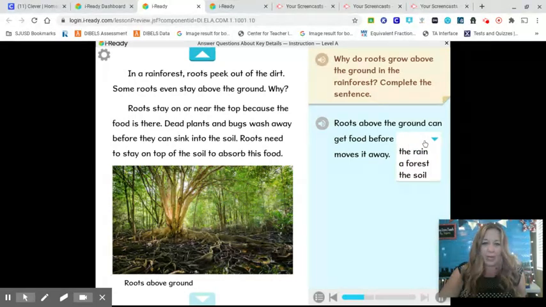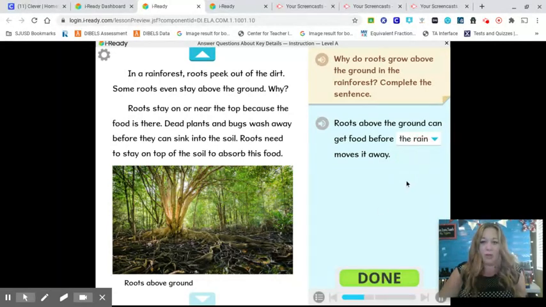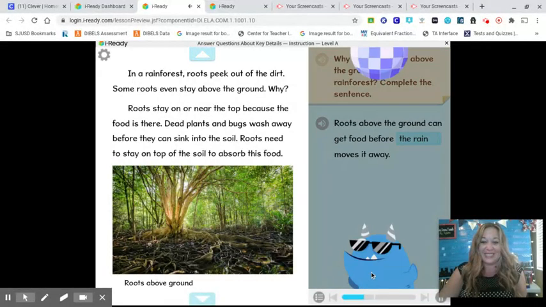What's moving it away? Is it the rain moving it away, a forest moving it away, or soil? Which one do you think makes the most sense? So let's try clicking the rain because we've been talking about the rainforest. That's it! Nice work!